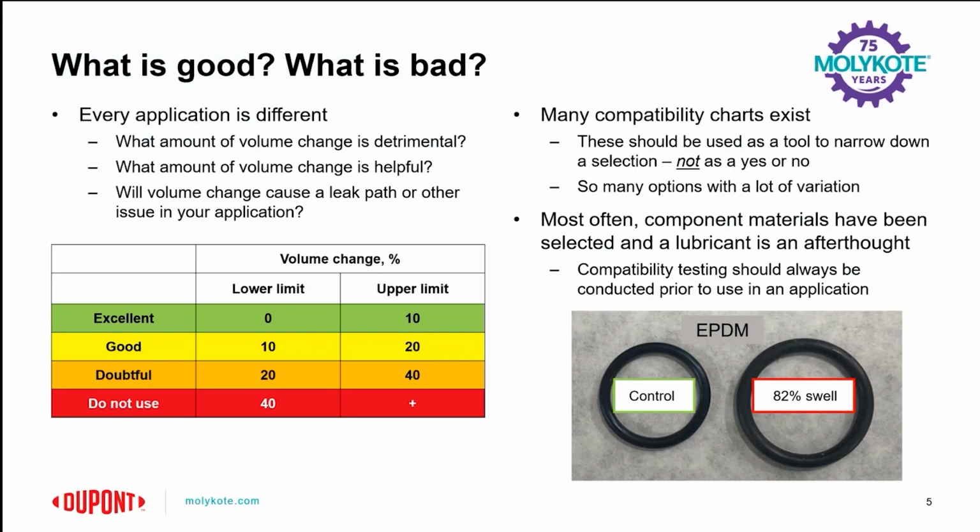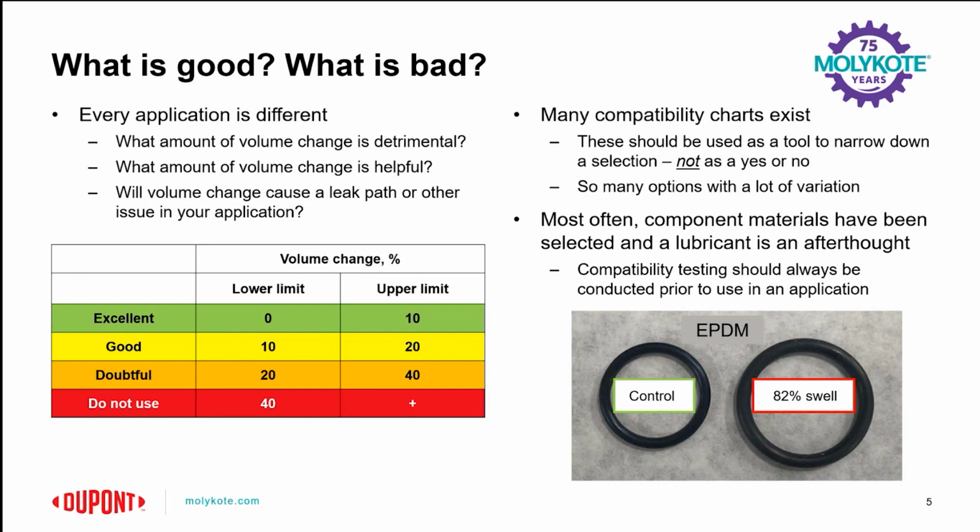So what is good and what is bad? Well, every application is different, and that's why having a chart that says excellent, good, doubtful, do not use isn't always the best way to go. We always try to recommend testing for your specific application. For example, what amount of volume change is detrimental? Can you allow for shrink? Can you allow for swell? Sometimes we actually induce swell in applications in order to seal better, but you might not allow any shrinkage. So if it shrinks, you're going to create a leak path. So these are just things that you kind of have to think about when you're trying to determine what type of compatibility you're looking for.